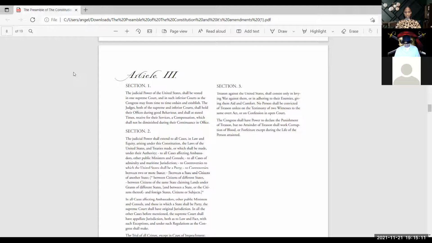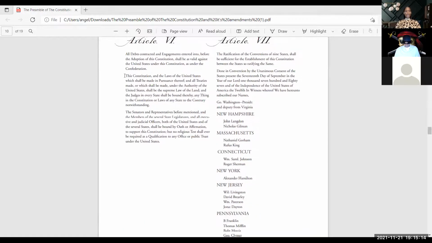Article 6. Okay, here, right? Article 6, second paragraph. Correct. Okay, the Constitution and the laws of the United States, which shall be made in pursuance thereof, and all treaties made or which shall be made under the authority of the United States shall be the supreme law of the land, and judges in every state shall be bound thereby, anything in the Constitution or laws of any state to the contrary notwithstanding. Okay. And so that basically goes into what we've been doing these last weeks, is reading treaties, and treaties just being the supreme law, the highest law of the land. And that's just something that I think everyone needs to know.